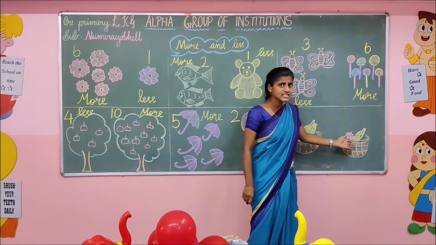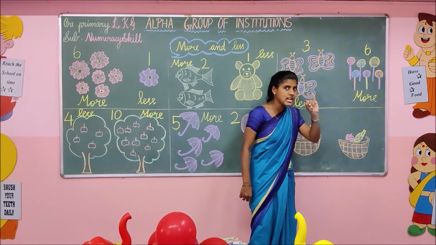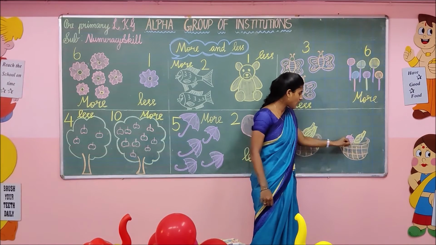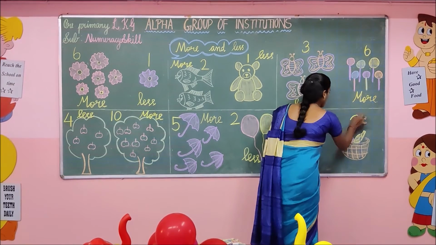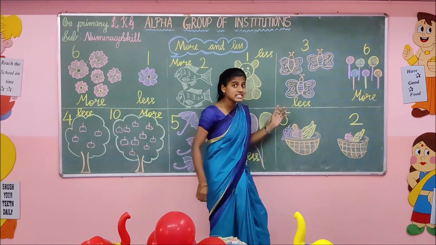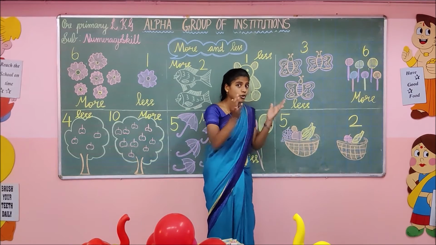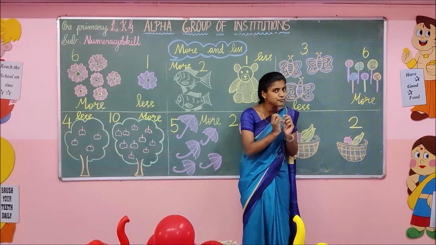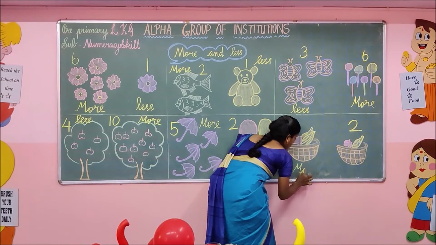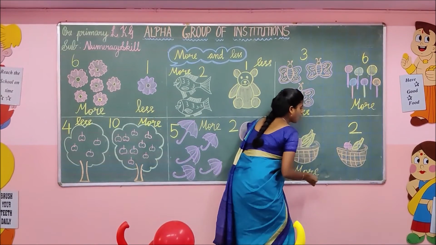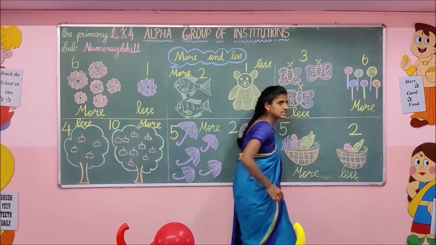See, in the next basket, shall we count the fruits? Okay. 1 apple and 1 banana. Shall we write 2? Okay. 2. Which is more and which is less? Yes, this basket has more fruit and this basket has less fruit. Shall we write more and less? M O R E. More. L E S S. Less.